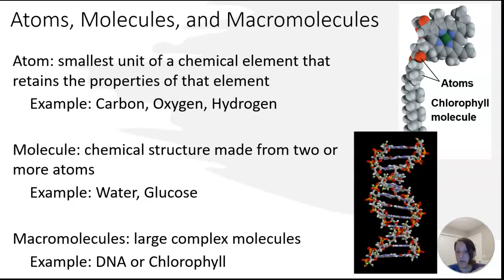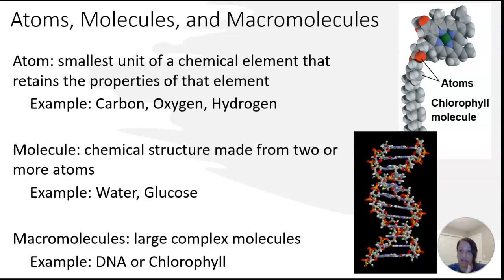Glucose is another example that we're going to see a lot throughout this semester. So glucose, its chemical formula is C6H12O6. You saw that earlier in the chapter. Glucose is another example of a molecule made up of 3 different atoms.